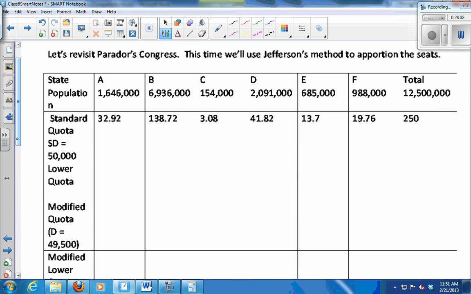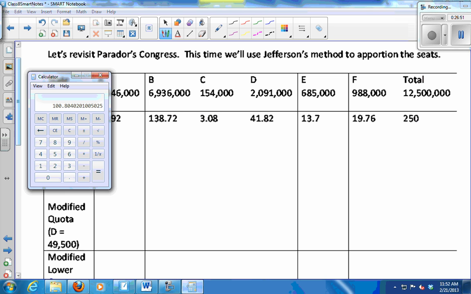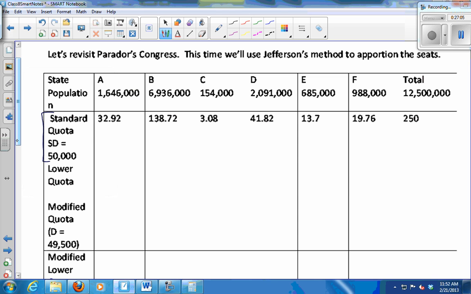Okay, so here's the Paradors Congress again. We've done this example already. I have the standard quotas all done out for you already. Remember, the standard divisor is 50,000. We took the total population, 12.5 million, divided by the number of seats, which was 250. It's not written here, it was an example from last class. And you get 50,000 people per seat. So that's the standard divisor.